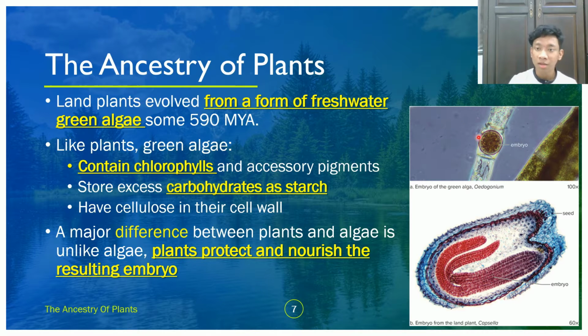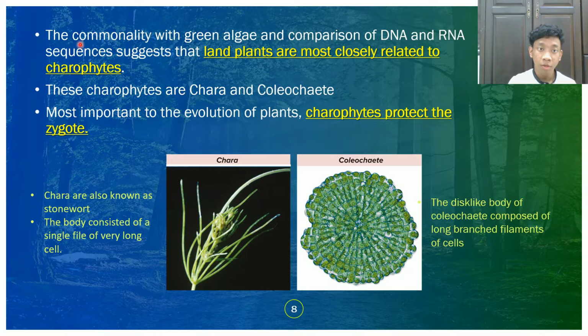Here is the diagram of the embryo of green algae, which is exposed to the surroundings, while the embryo of a land plant, Capsella, is protected inside the seed. The commonality of land plants with green algae and comparison of DNA and RNA sequences suggest that land plants are most closely related to charophytes, and these charophytes are Chara and Coleochaete. The most important thing to the evolution of plants is that charophytes protect the zygote. So that's all from me.